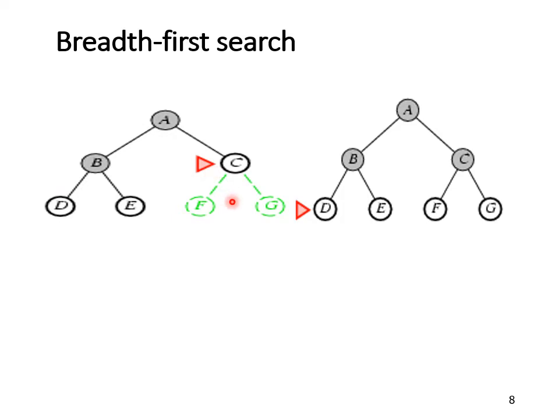we will explore C. If C is not a goal node, then we will open its successors F and G and put F and G into the queue. Now we will explore D and E. If D and E are not goal nodes, then we will explore F and G. If F or G is the goal node, then we will return that. Otherwise, we will say that we could not find the goal node. So this is the strategy of breadth first search, where we find the goal node on the basis of level wise search.